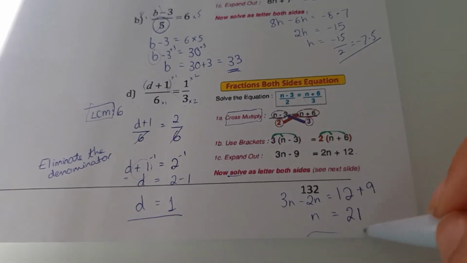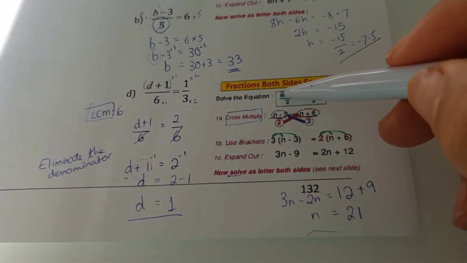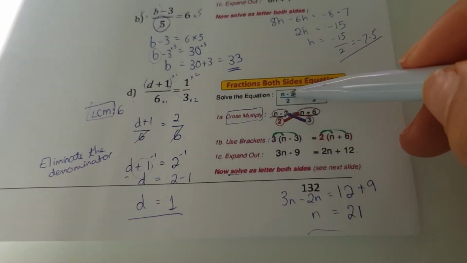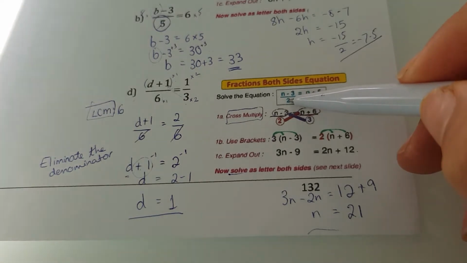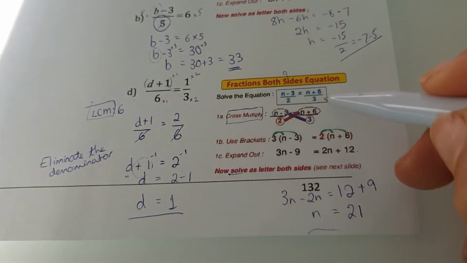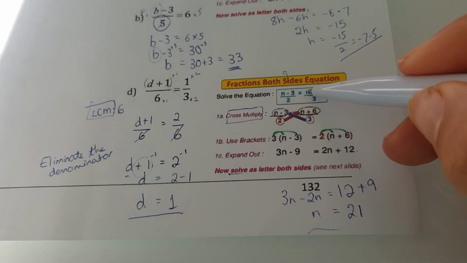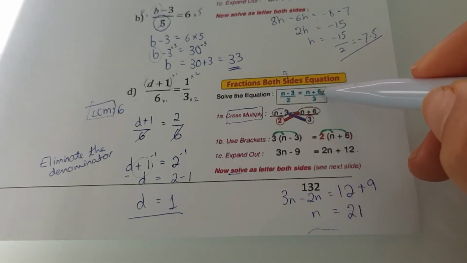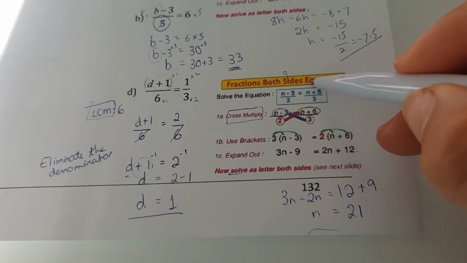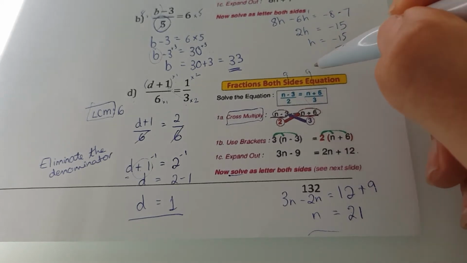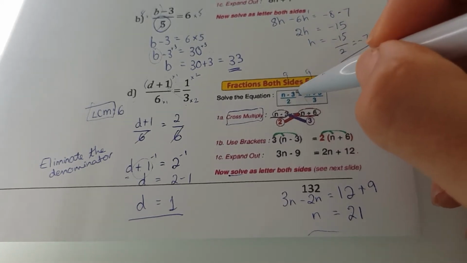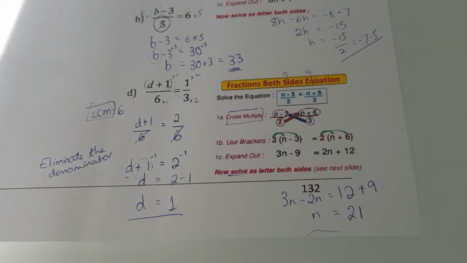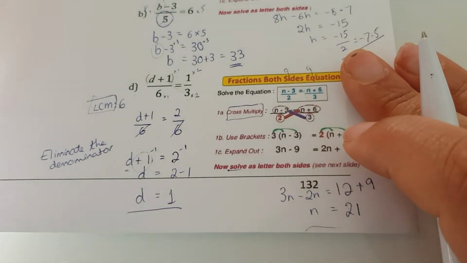And you can always check it out. 21 minus 3 is 18, and 18 on 2 is 9. Now for this one, n plus 6 is 21 plus 6, which is 27. 27 divided by 3 is also 9. So yes, that's correct, because the right-hand side is equal to the left-hand side. They're supposed to be equal. Well done. You can always check them out. So let's continue with the examples we have over here.